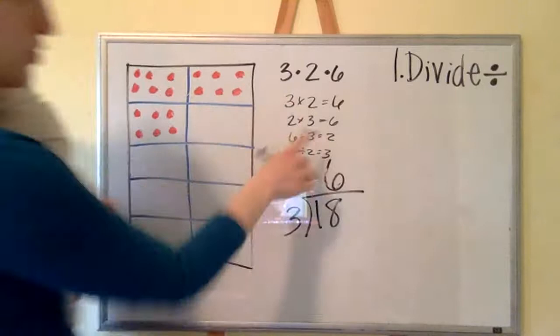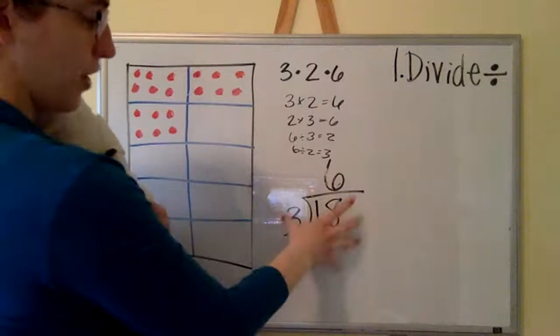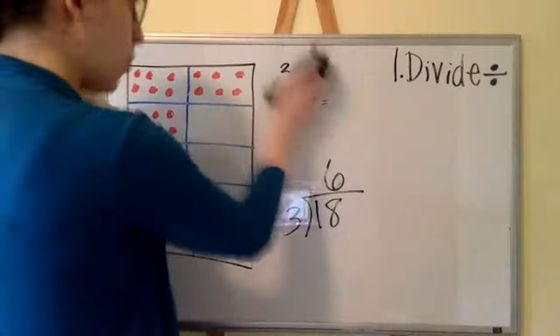In order to check that our division is correct, we need to use a related multiplication equation. So what might that be?